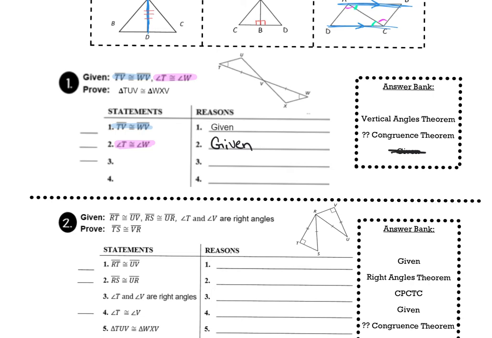All right, so let's stop there. Let's think about it. That first statement, side TV is congruent to side WV. Well, that's a side. The next one says angle T is congruent to angle W. Well, that's going to be an angle.